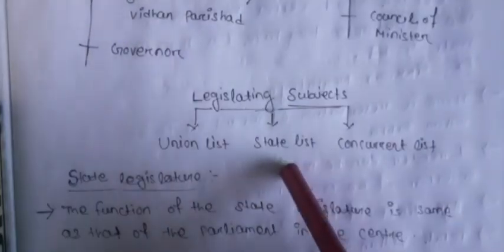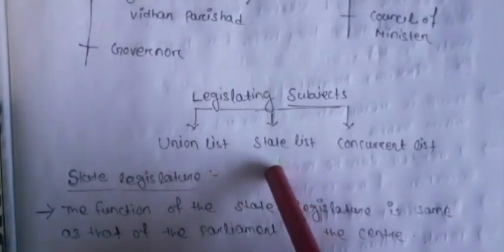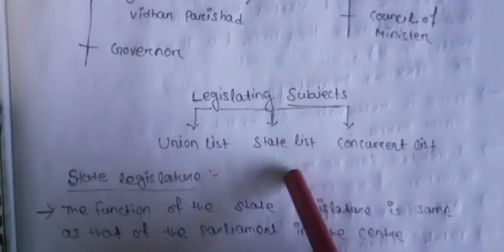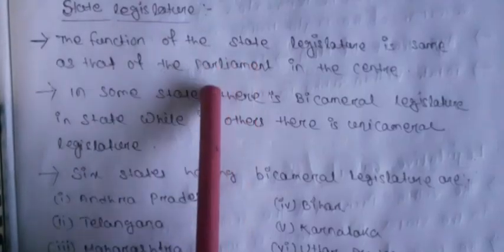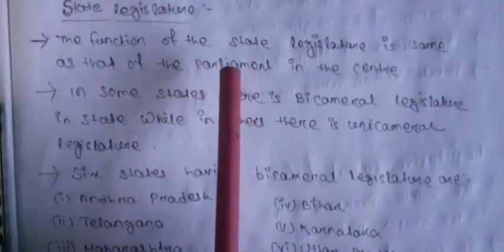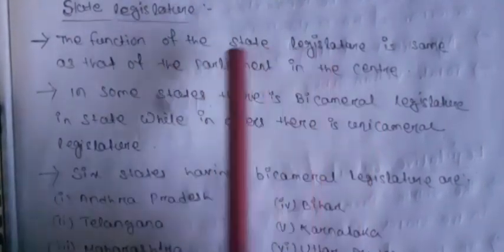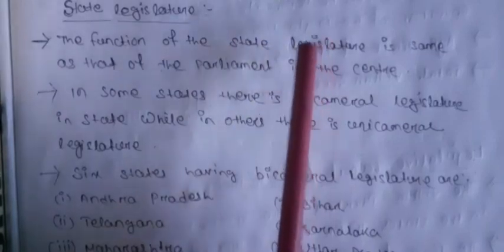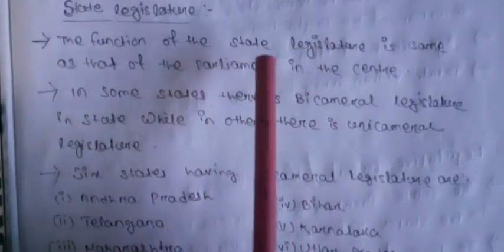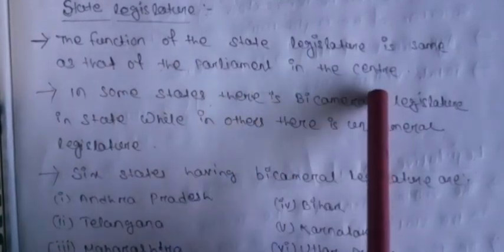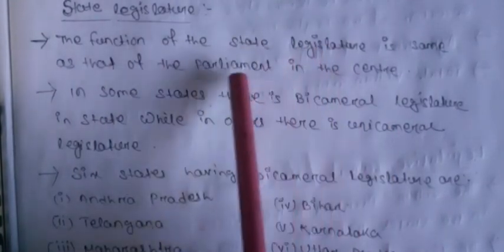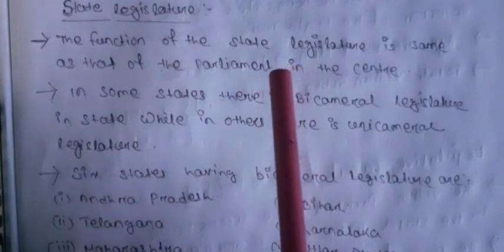For example, the uniform of a police officer is different in every state. That is called state list. Okay, parliament is for the center and state legislature is for the state. So the function of state legislature is the same as that of parliament in the center.